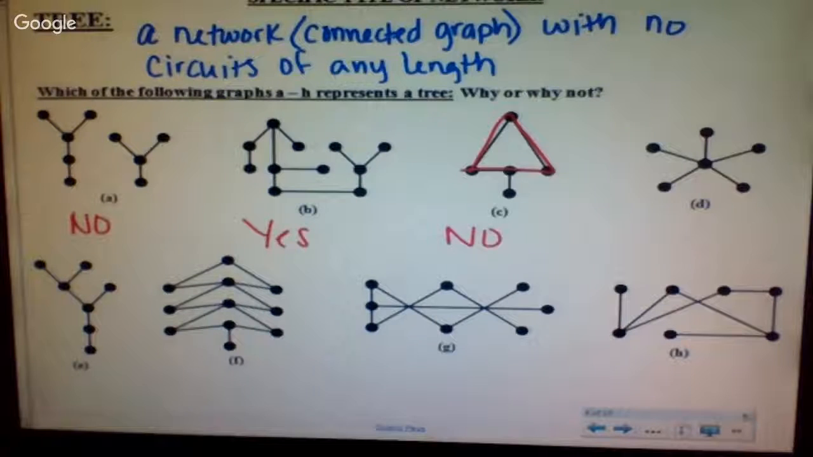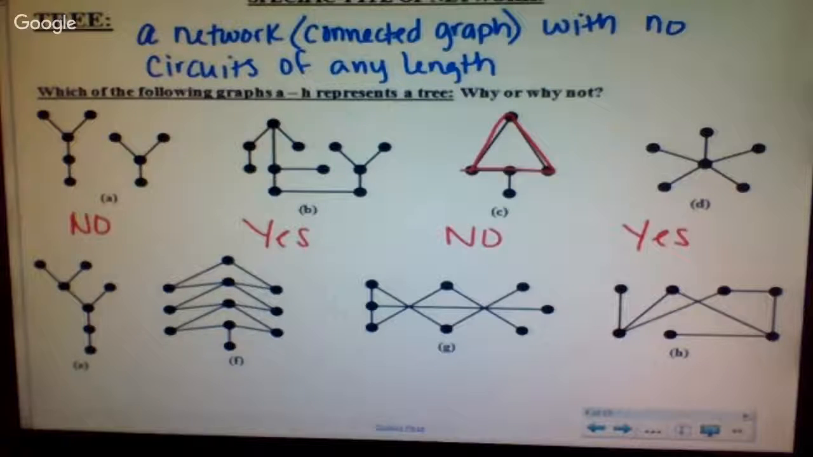What about D? Is it a tree? Why is it not a tree? Because it's not a connected graph. How is it not connected? What is it connected to? Everything that is there is connected by a line. So if everything is connected, then it's a tree. Yes, this is a tree. It's like a star. But it's considered a tree because every dot is reached with a line without any circuits.